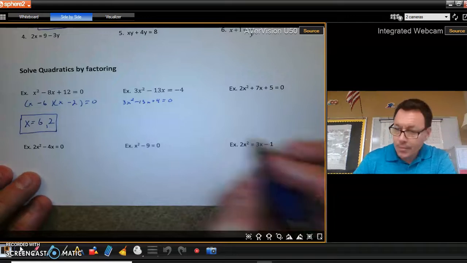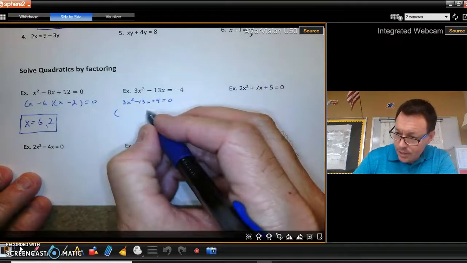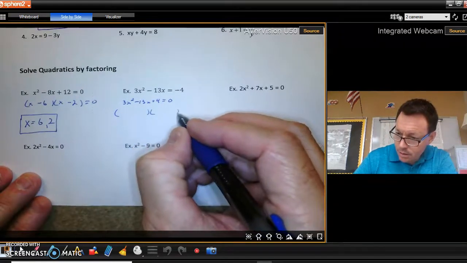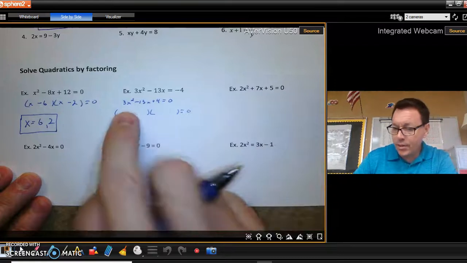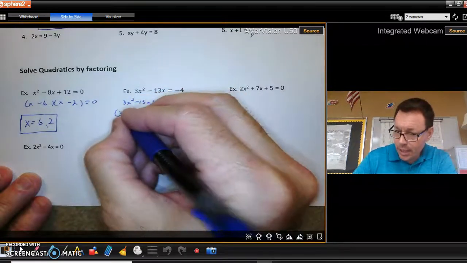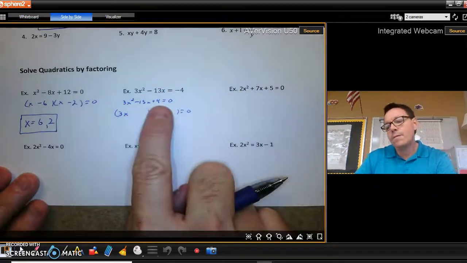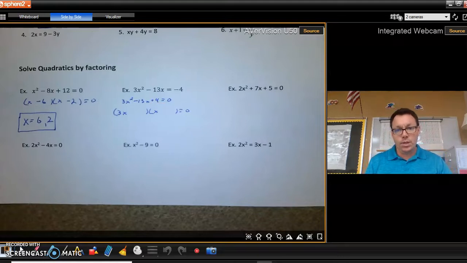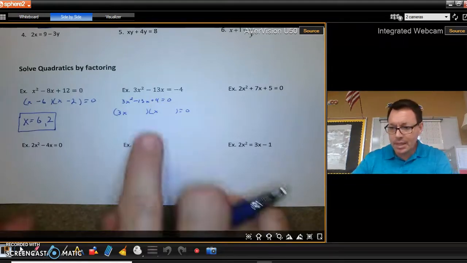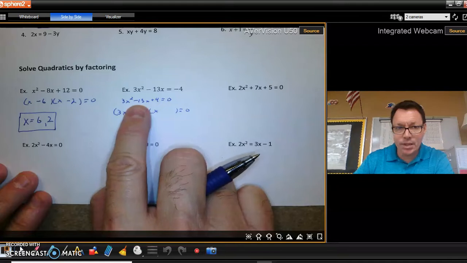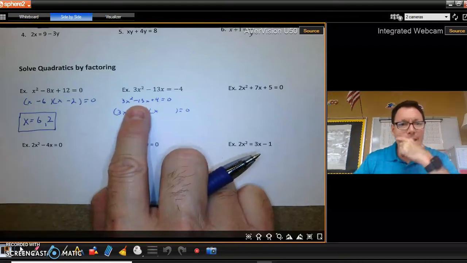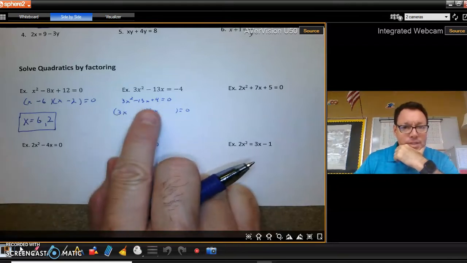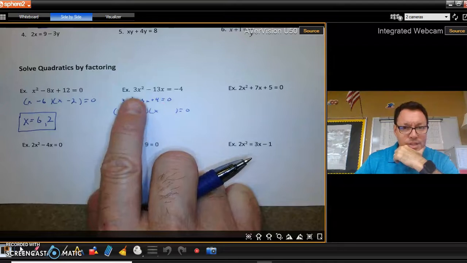Now I can factor. So again, I like to use the guess and check method. The only way to factor 3x squared is 3x and x. 4 can be factored into 4 and 1. It could also be factored into 2 and 2. So I'm trying to get a negative 13 right here. I know that 3 times 4 would give me 12. That's getting close to that.